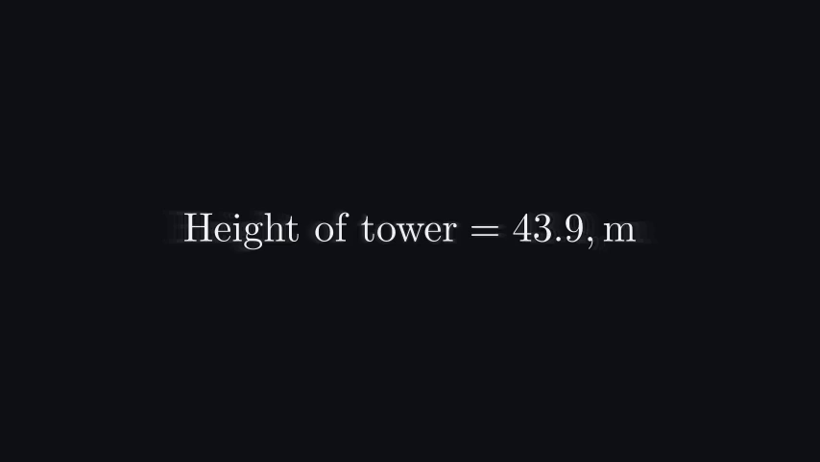To one decimal place, we keep one digit after the decimal point. The second decimal digit is 0, so the 9 stays the same. Therefore, the height of the tower is 43.9 m, correct to one decimal place.